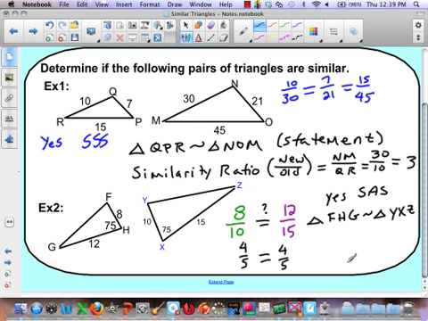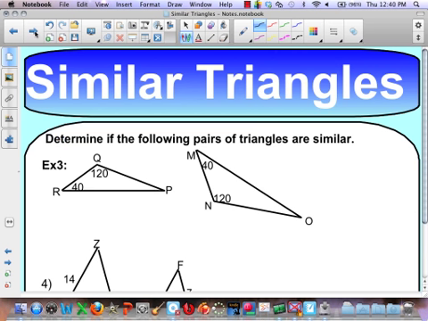Now, what about my similarity ratio? Well, we're going to do the new, so let's take 15. We're going to do 15 over what? 12. So what does that come out to be? Multiply each one by 3, and we get 5/4. So that's my similarity ratio of 5/4. Okay, example 3. Are my two triangles similar?